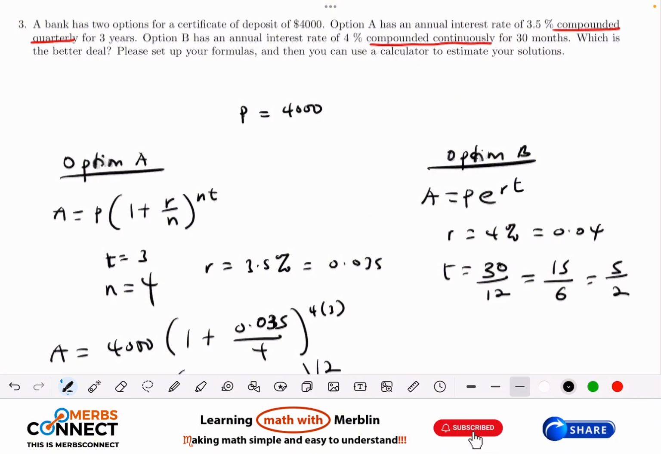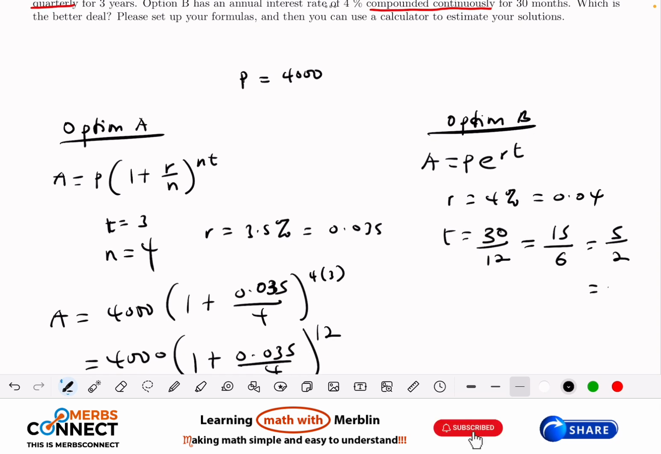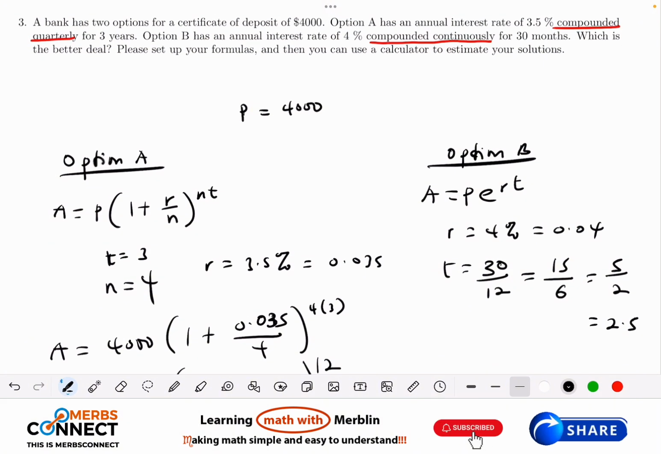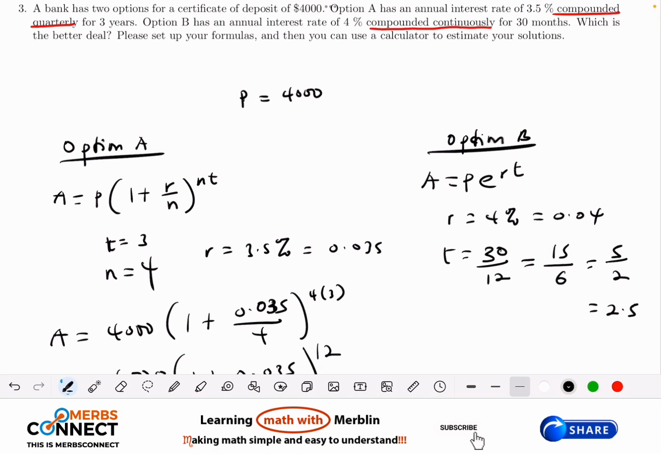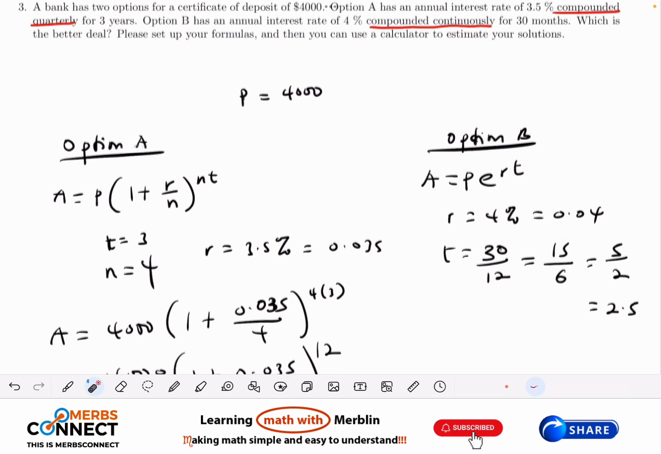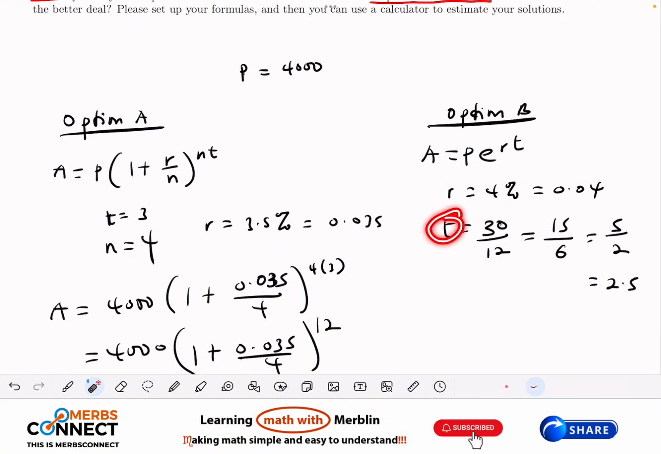So we are going to get something like this, which is, I think, 2.5. Good. So 2.5 years, right? That's what you're going to get at the end of the year. So like 2 years, 6 months. Yes. So now that we know our T, we know our R, we know our P, we can calculate for A.